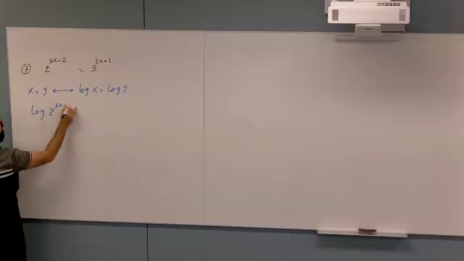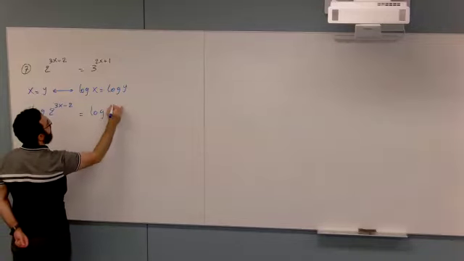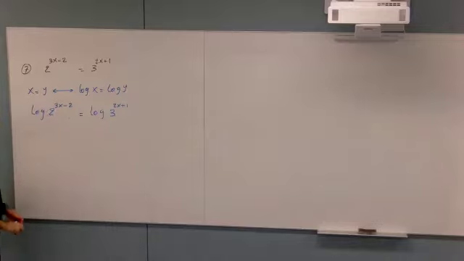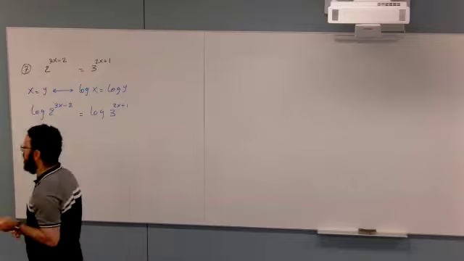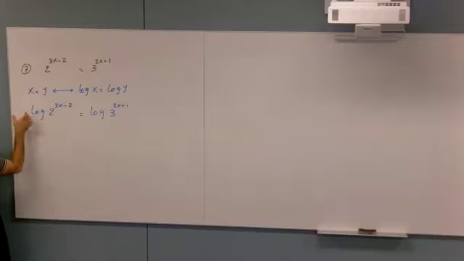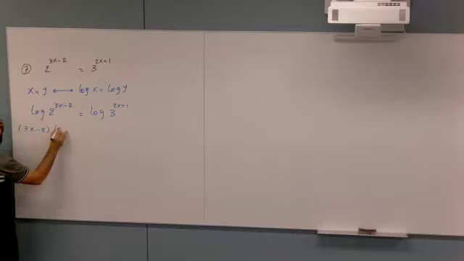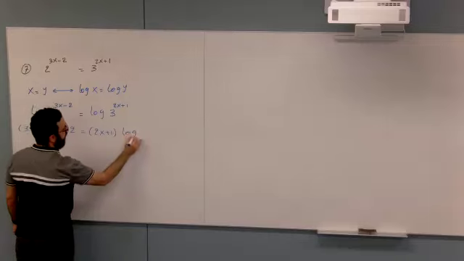The exponent is 3x minus 2, and the other is x plus 1. That was the next step. That's how we're going to bring the exponent from the log. But be careful when you bring the exponents from the log, put parentheses here because everything you put here, when you multiply the log, is going to be distributed. It's going to be 3x minus 2 times log 2 equal 2x plus 1 times log 3.